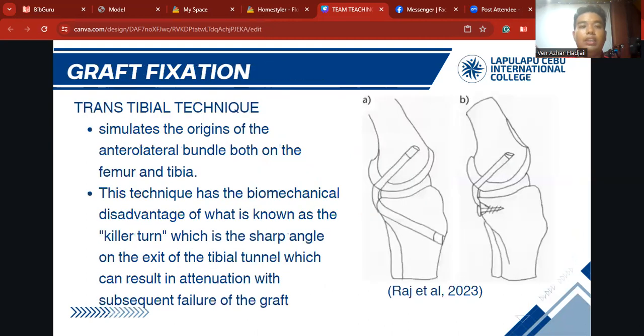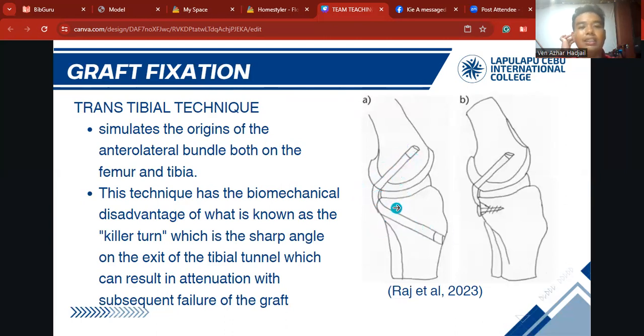After which we have the graft fixation. There are two types of graft fixation that can be used for PCL injury. We have here the transtibial technique. It simulates the origins of the anterolateral medial bundle of both femur and tibia. As you can see here, it is placed inwards here, and for the other, like this as well.